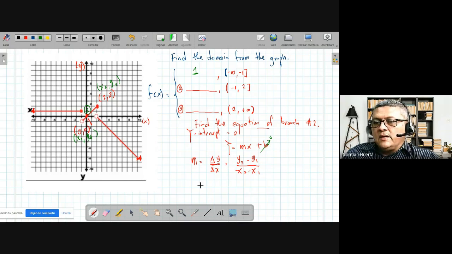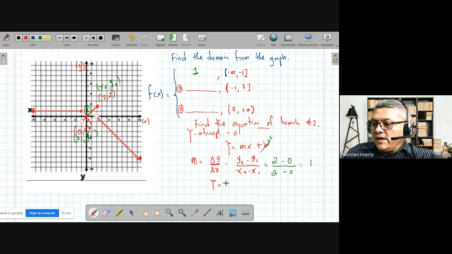Okay, so let me plug everything into my formula. Y sub 2 is 2 minus 0 divided by 2 minus 0. So that ends up being 2 divided by 2. 2 minus 0 is 2. 2 minus 0 is also 2. 2 divided by 2 is a positive 1. Oh, so simple.